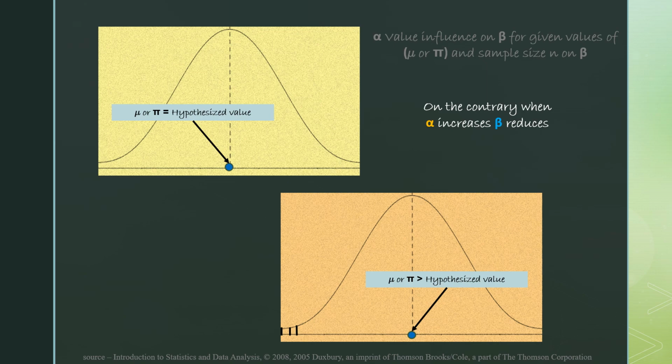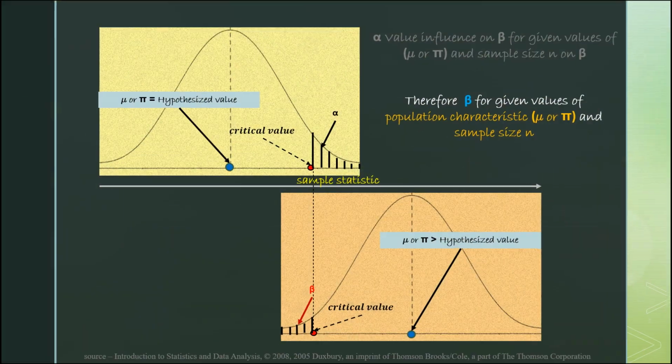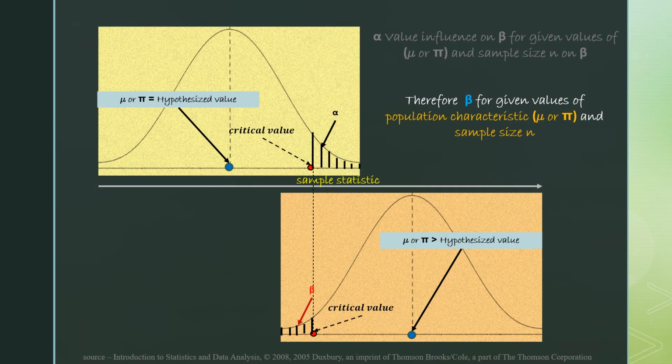On the contrary, when alpha increases, beta reduces. That is, when H0 is false, the probability that a sample statistic x bar or p taking a value less than the critical value decreases as alpha increases. Therefore, beta for given values of population characteristic mu or pi and sample size n increases as alpha is decreased and decreases as alpha is increased.